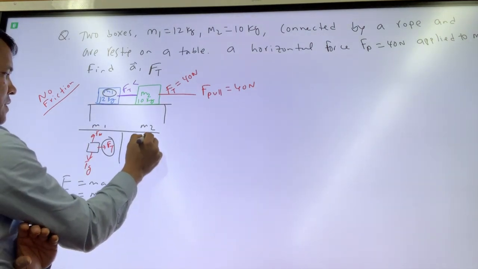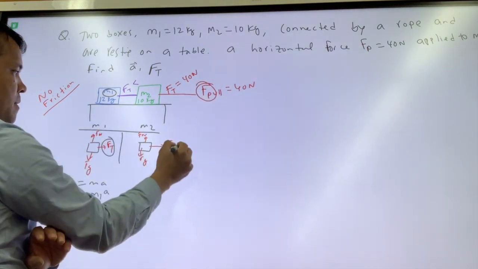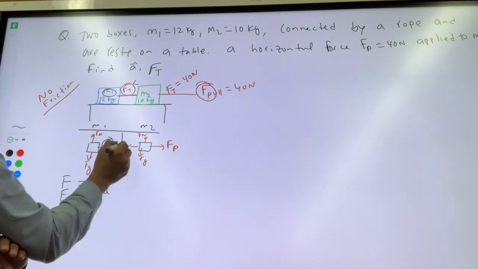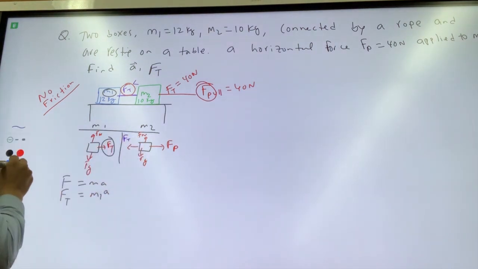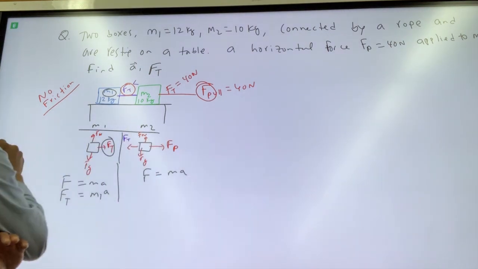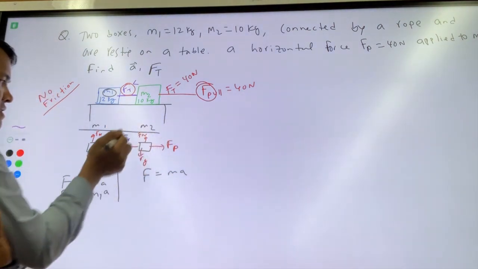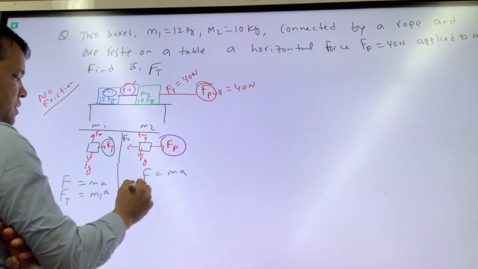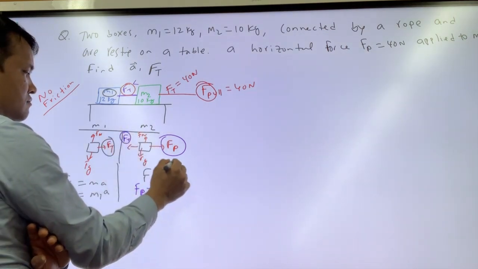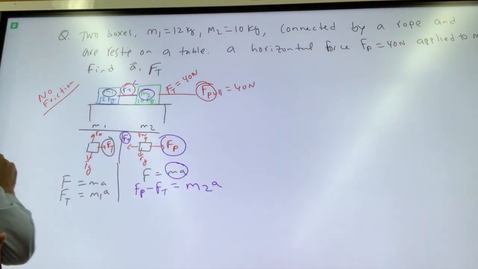Okay, now let's draw the force diagram over here. Fg, FN, Fp, and Ft. So once again, F equals ma. In the y direction, we don't care, because there is no acceleration. In the x direction, Fp minus Ft is equal to m2a.